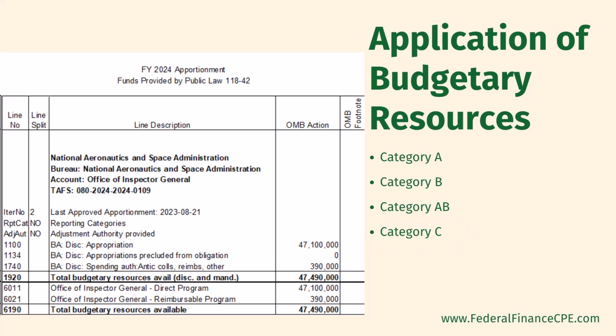In our NASA Office of Inspector General example, we see 2 category B lines, direct program and reimbursable program. This means OMB is controlling spending by program type, not by periods. The agency cannot spend more than the specified amount for each program. If they exceeded $390,000 on the reimbursable program, for instance, they would violate the Anti-Deficiency Act.